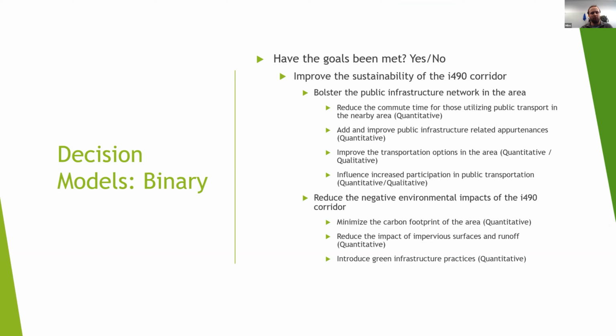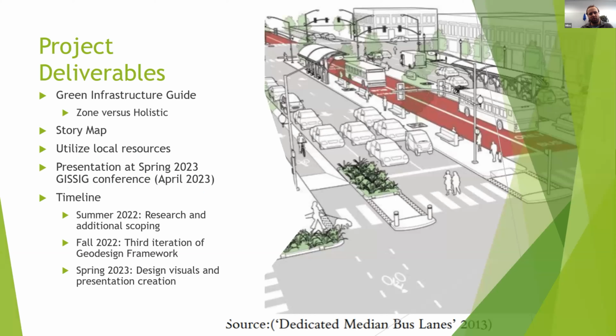But mostly I want to use a binary decision model and address my goals on a case-by-case basis and say yes or no. And then once I've answered yes to all of my goals, then I have successfully completed my project. The project deliverables. So I want my final design to look like a green infrastructure guide.